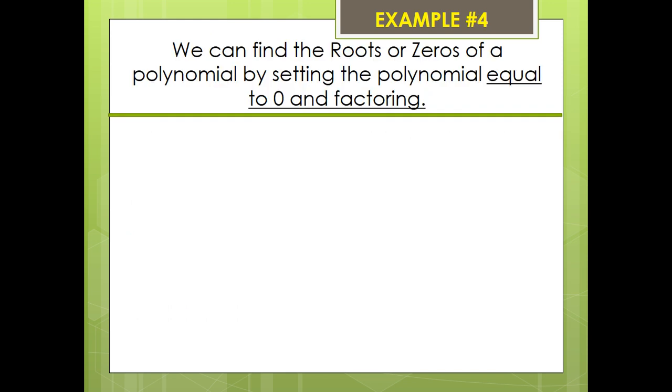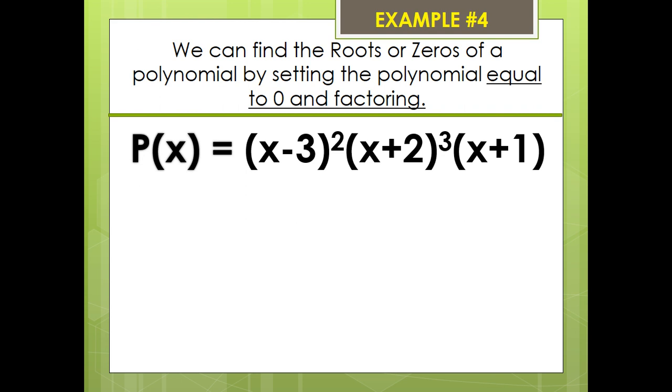Last example. P of x is equal to x minus 3 to the second power multiplied by x plus 2 to the third power and x plus 1. Ano yung mapapansin natin dito? Ilan kaya yung number of solutions, roots natin dito sa given polynomial? So, count natin ang ating exponent. We have 2, 3, and 1. Therefore, 6 na solution, 6 na roots or zeros yung kailangan na maging sagot natin.